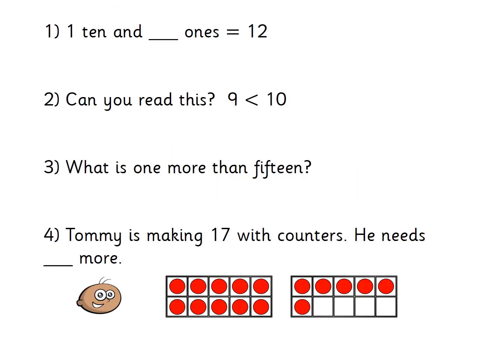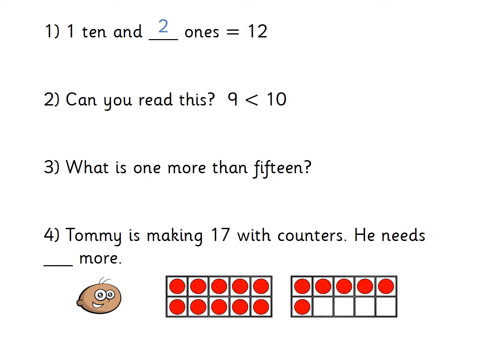So I've got a bit of a recap then. Question number 1. 1 ten and something ones equals 12. So look at our number 12. So we've got our 1 ten. How many ones is in 12? Well done. We can see our 1 ten and we have got 2 ones in 12.